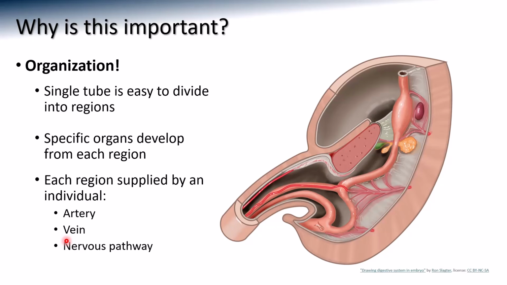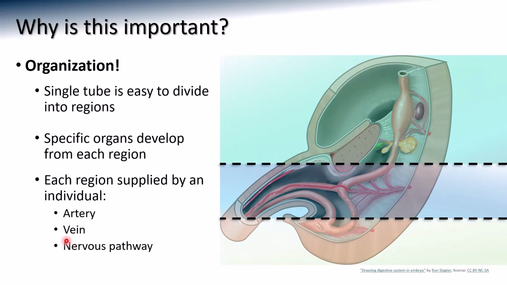Why do I want you to understand this? Well, because it's a really great way to organize the full-grown structures, even though they look more complicated. When we're looking at a simple tube like this, it's easy to divide it up into regions, like so. I can just draw lines right across it and do it.